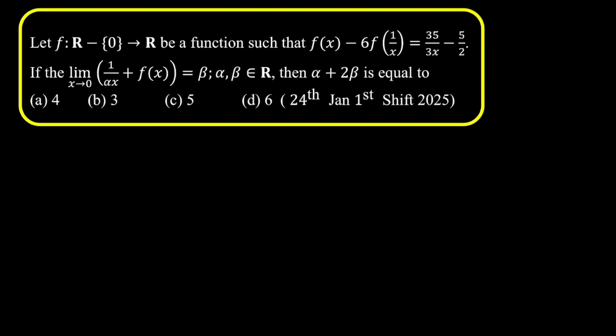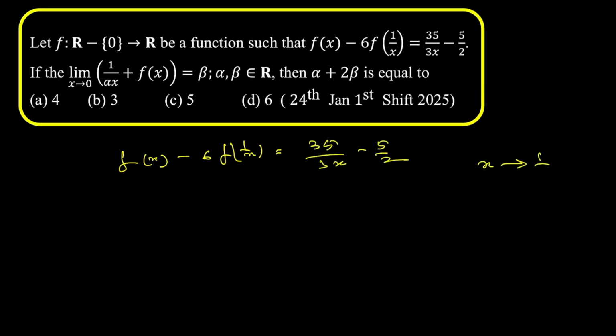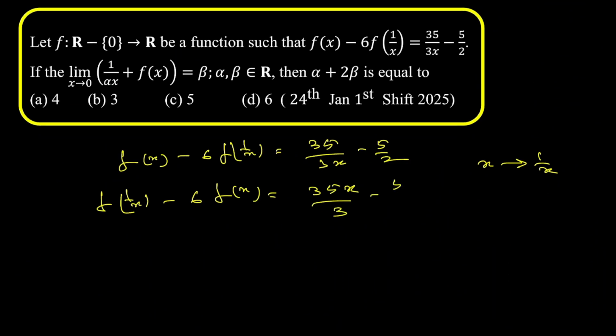So I am writing here, f(x) minus 6 f(1/x) equal to 35/(3x) minus 5/2. Now replacing x with 1/x: f(1/x) minus 6 f(x) equal to 35 times x, x ki jagah 1/x, minus 5/2. And by solving this we get f(x) equal to minus 2x minus 1/(3x) plus half.